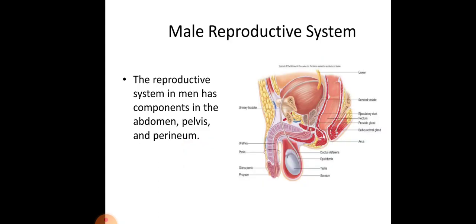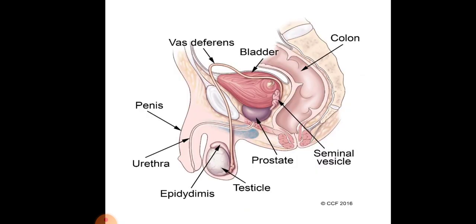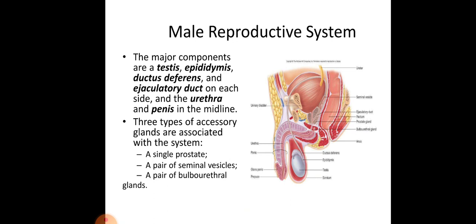The male reproductive system in men has components which are located in the abdomen, pelvis and perineum. So these are the different male reproductive organs. It includes the testicle, epididymis, vas deferens, seminal vesicle, prostate, ejaculatory ducts, and penis. So here we have also demarcated these male reproductive organs.